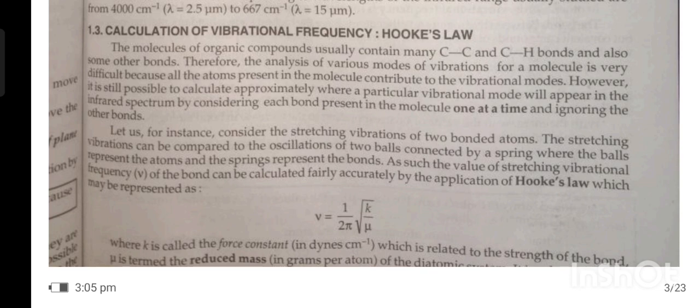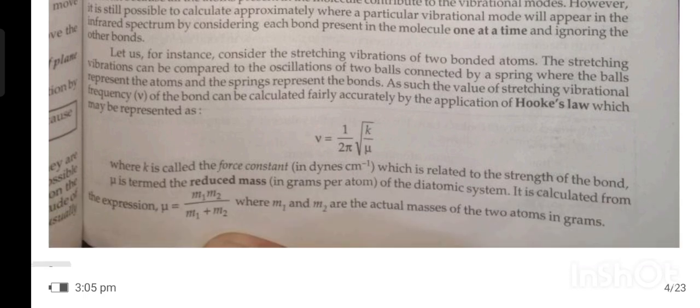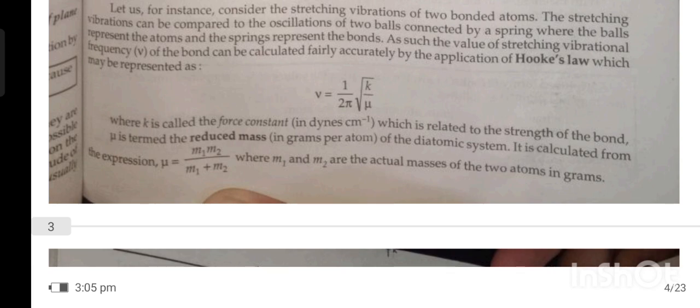As such, the value of the stretching vibrational frequency of a bond can be calculated fairly accurately by the application of Hooke's law, which may be represented as nu is equal to 1 by 2 pi under root k by mu, where k is the force constant which is related to the strength of the bond. Mu is the reduced mass in gram per atom of the diatomic system.